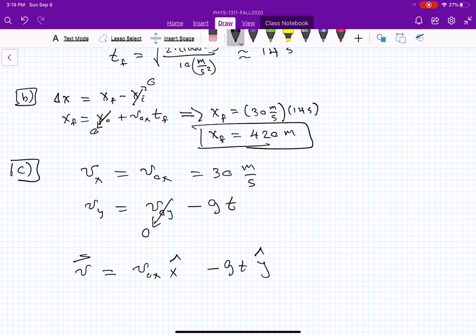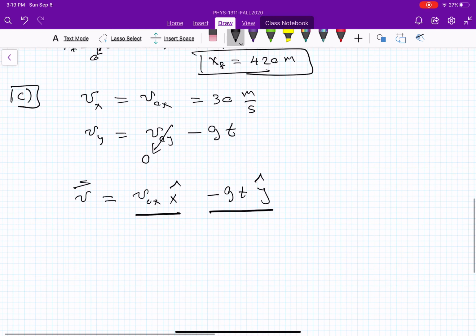Okay, so this is the velocity vector, and so far I haven't evaluated it at any particular time, so this formula is valid at all times while they're in the air. Its horizontal piece is not changing in time, and the vertical piece is increasing. So now let's evaluate this at the final time. So VF final vector is V0x x hat minus g t sub f y hat.